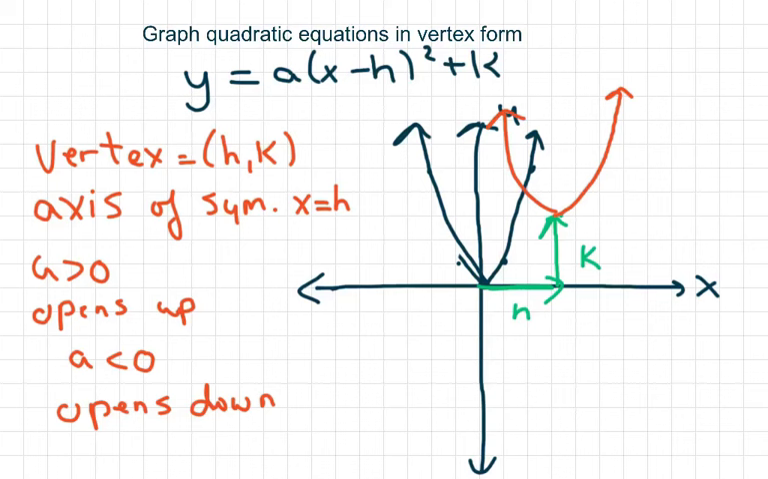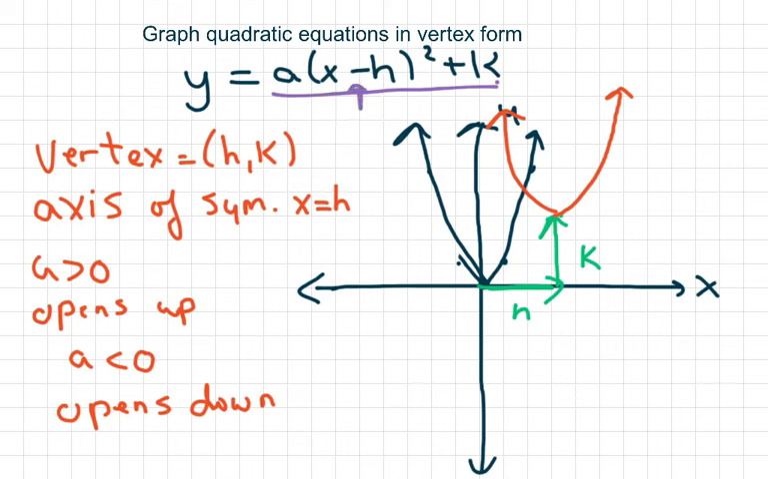Hi everyone. We're going to graph quadratic equations or parabolas in vertex form. This is what vertex form looks like. In the next video we'll be putting them in vertex form, but right now we're already given vertex form and we have to graph. So the vertex is (h, k). Notice this is a negative here.